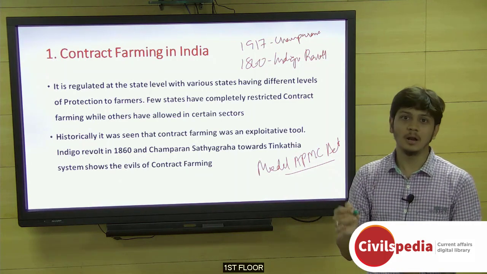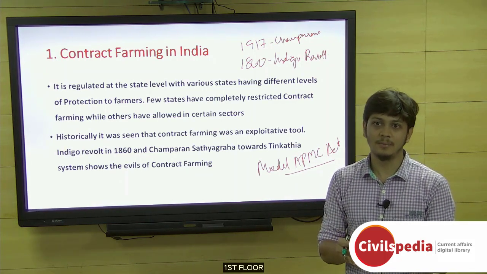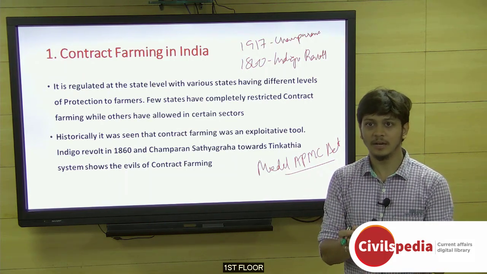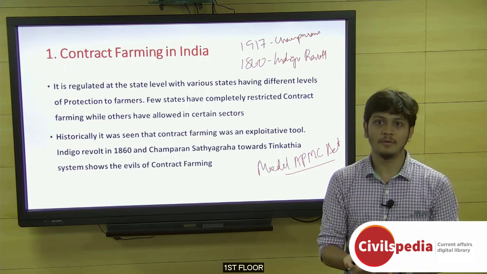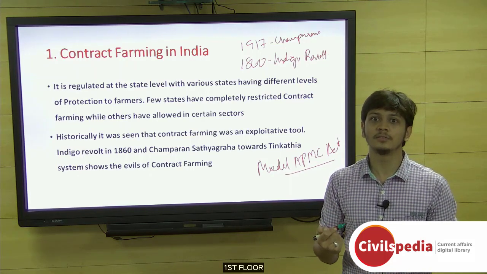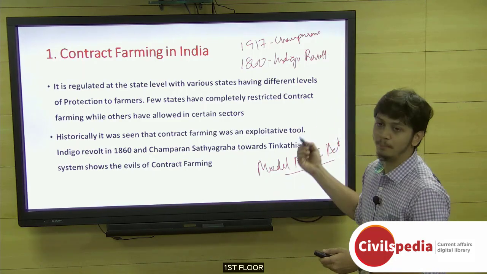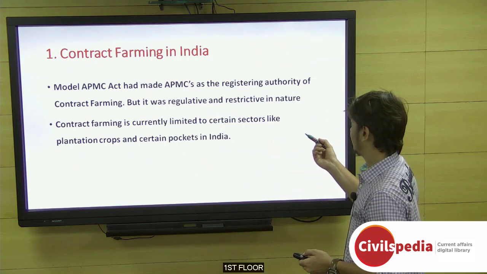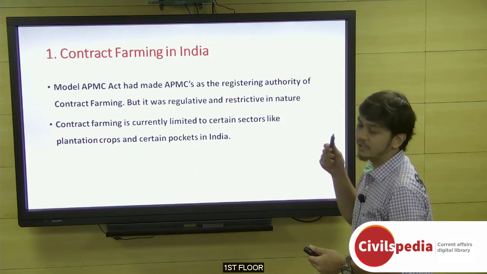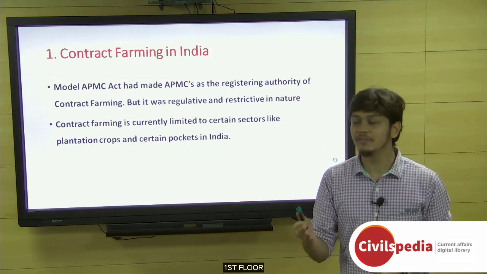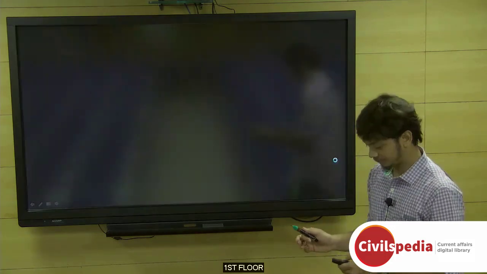Hence, in this particular act, that is the Model Contract Farming Act, APMCs have been set aside, and a newer state body has been given the task to regulate and facilitate contract farming, and also a dispute resolution mechanism and ways of handling breach of contract, etc. have been given. So let us go for the topic of contract farming. The Model APMC Act, as we already saw, had made the APMC a registering authority for contract farming, but it was regulative and restrictive in nature, and not facilitative in nature. Also, contract farming is currently limited to certain sectors.